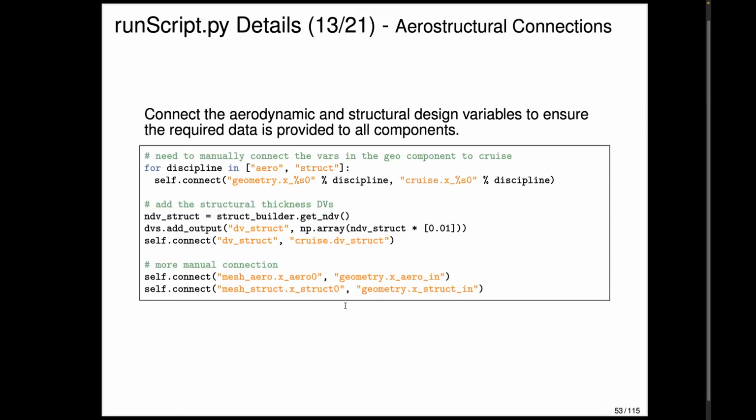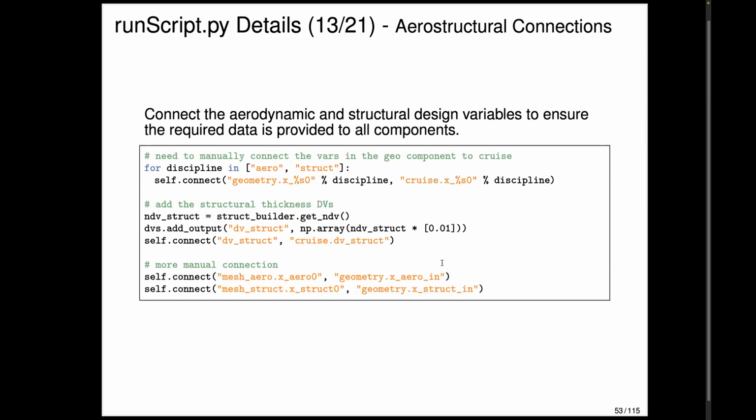Now it's time for us to connect all of the different variables now that we've defined those solvers. So first we'll connect the aerodynamic and structural solvers with the geometry. So we'll connect the geometry component to be able to provide those design variables to the aero and structural components. This is what I was mentioning, that we're taking a single design variable group and broadcasting it to both the aerodynamic side and the structural side. So that's what is happening here at the beginning of this chunk. We'll then add any structural DVs that we want. So those are, for example, the thickness, and we can add this output to our design variable group. dvs.add_output will add the structural design variable, and here we'll specify an initial value. So here, for example, we're specifying an initial value of 0.01. And we'll connect this structural dv_struct to cruise dv_struct, and we'll provide that to TACS.